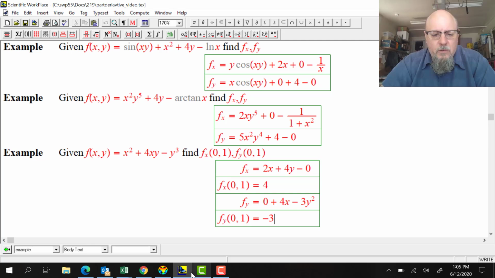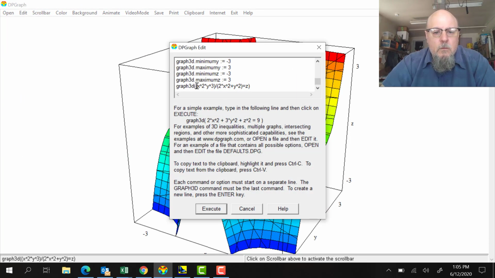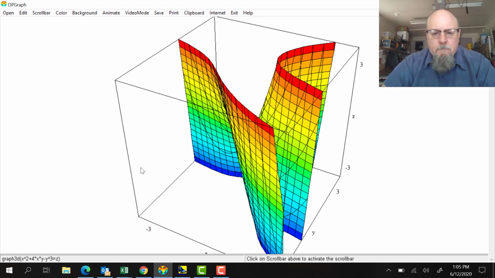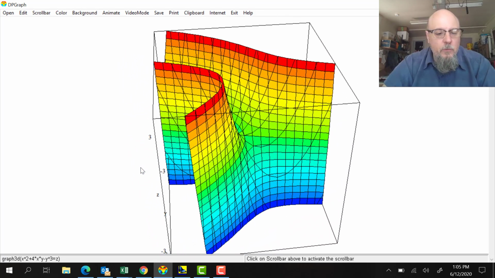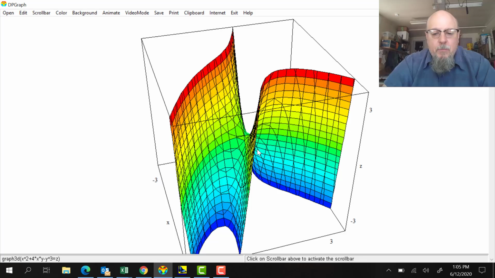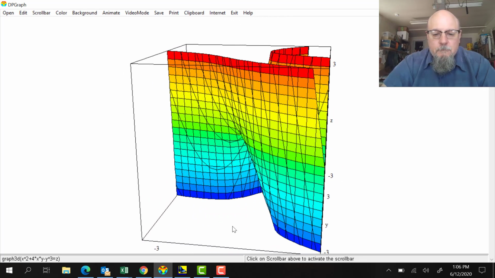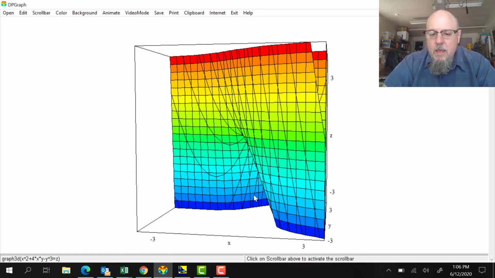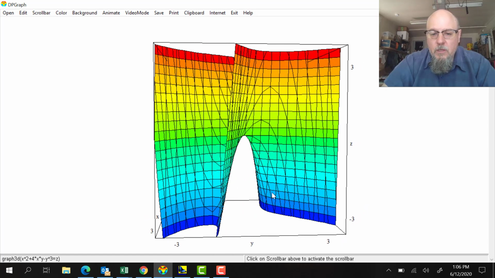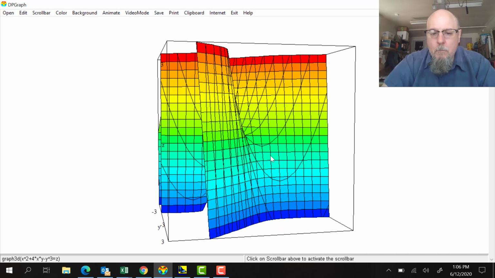So it's x squared plus 4xy minus y cubed. Okay, it's a continuous function. Make sure I typed it in correctly. I did. It's a continuous function, and we're interested at the point when x is equal to 0, so here in the middle, and y is equal to 1, so here. So we're about here, let's say.